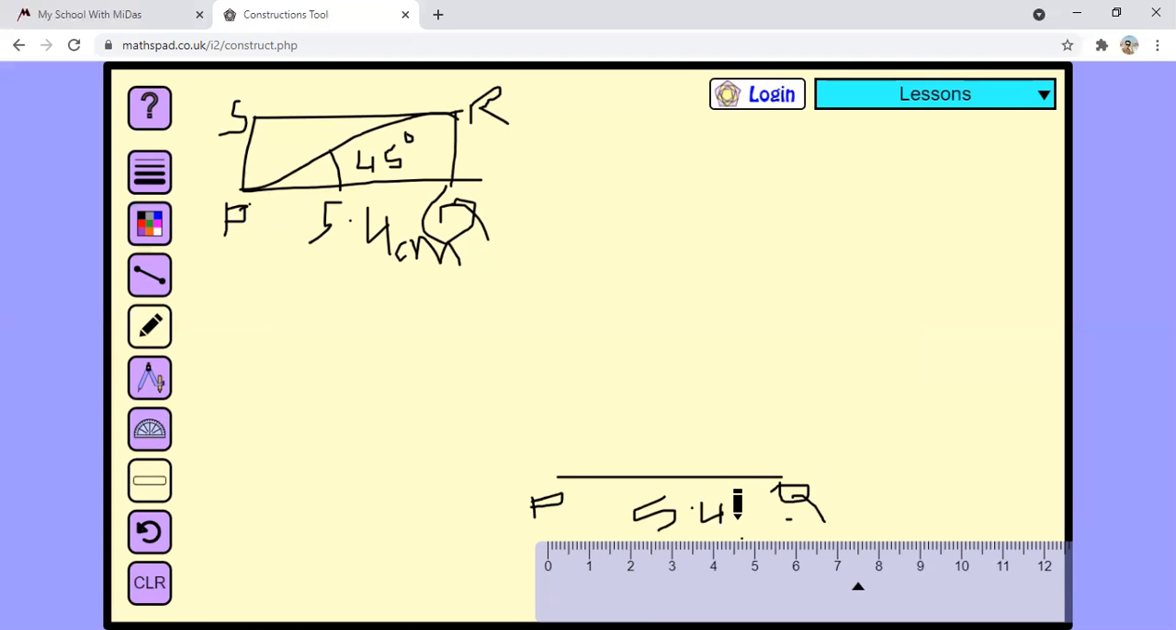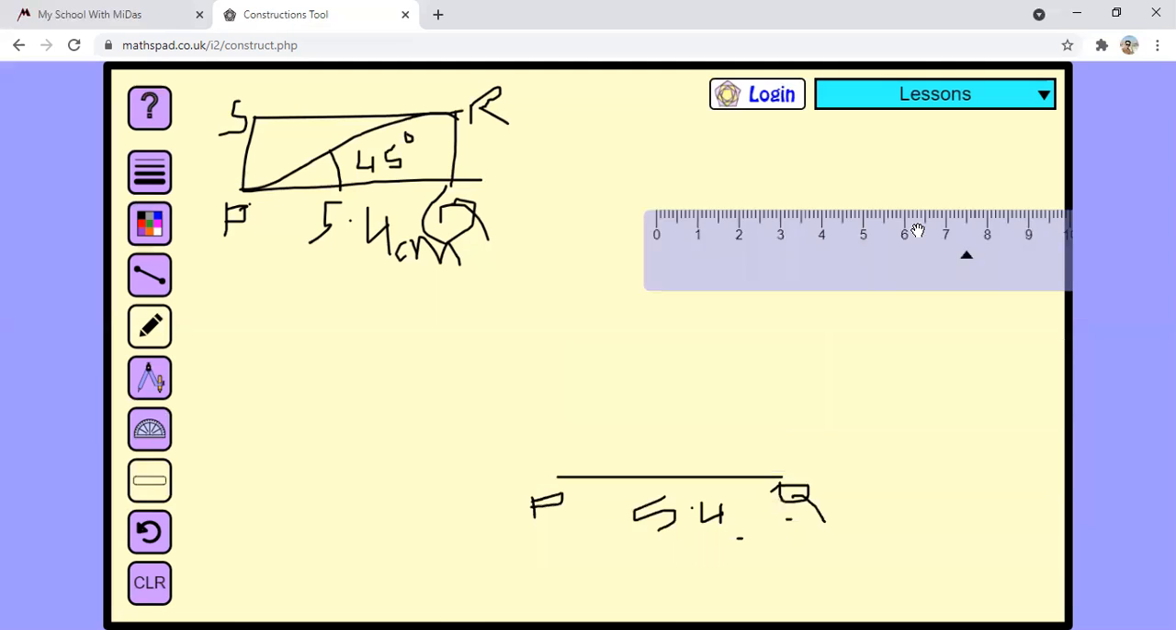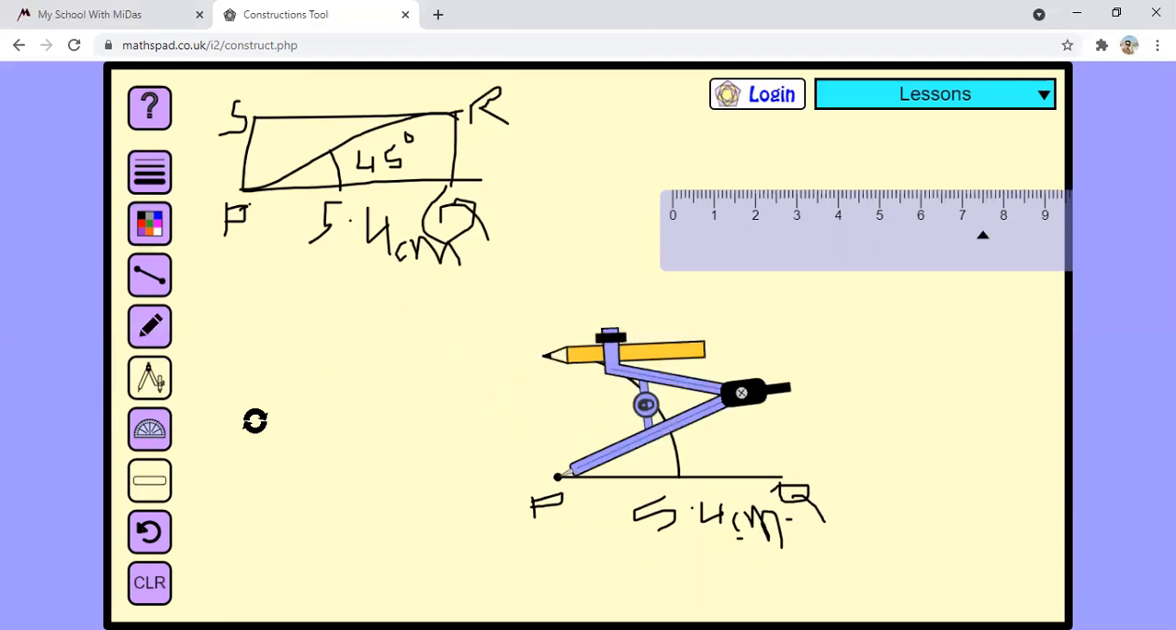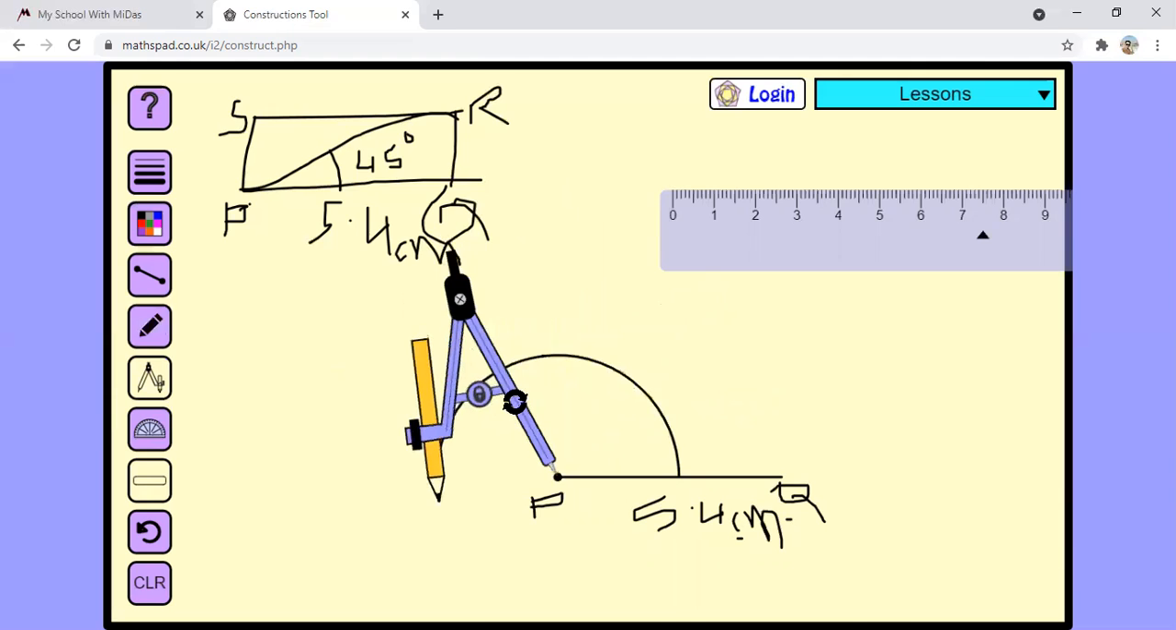You can mention here 5.4 centimeter. Now take the help of a compass and put this compass at one end of this line segment PQ, and here we are going to construct 45 degrees. For 45 degrees, we have to draw one main arc.